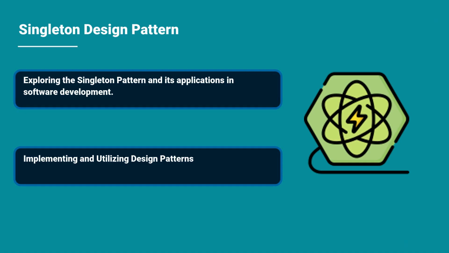We examined its implementation in Java, including basic and thread-safe variants, and discussed the importance of managing a single instance effectively to avoid resource wastage. Additionally, we highlighted practical usages such as managing logging functionalities while addressing potential drawbacks, particularly in testing environments. Moving forward, we'll explore more design patterns and their applications in software development, starting with structural patterns, which focus on composing classes and objects to form larger structures.